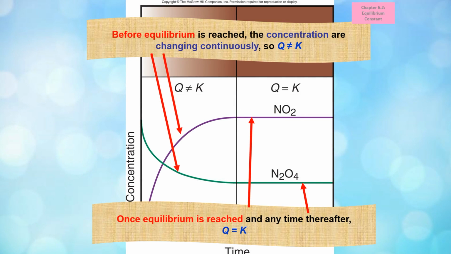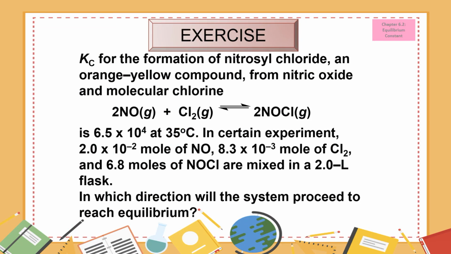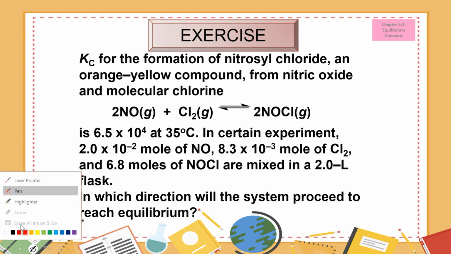This is the view in a graph. When Q is not equal to K, whether Q is smaller or bigger than K, the system has not reached equilibrium and is somewhere here. However, when the system reaches equilibrium, let's say at this time t here, the value of Q equals the value of K. Once equilibrium is reached, at any time thereafter Q equals K. Now let's take a look at this example.